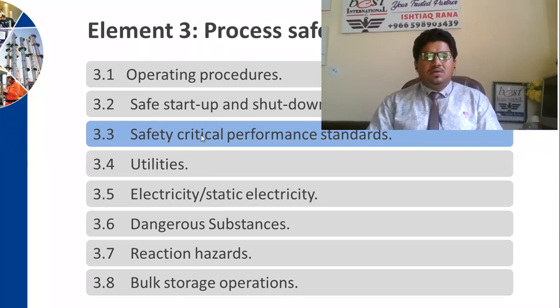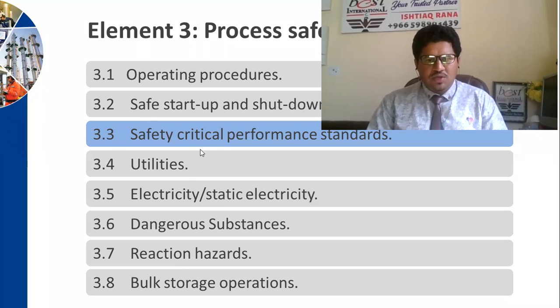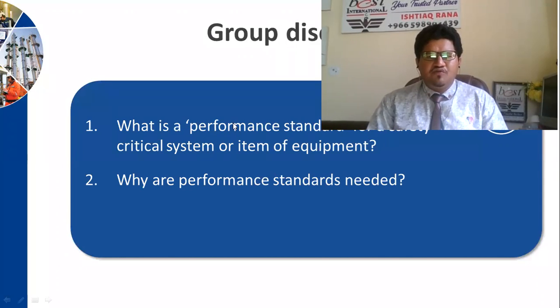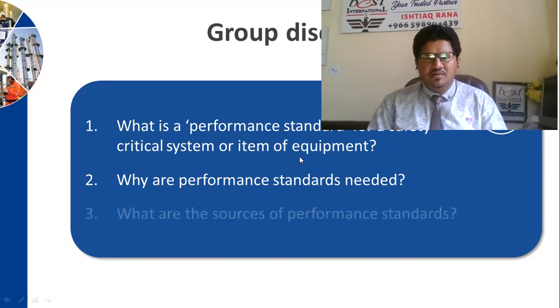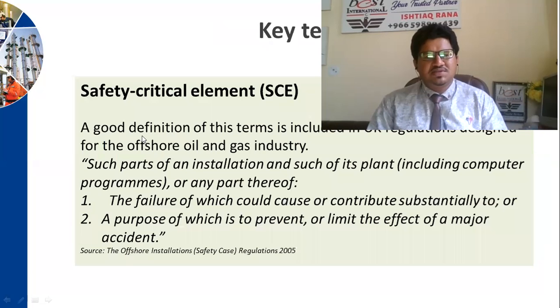Now, let's talk about 3.3, which is all about safety critical performance standards. What safety critical performance standards must be there? What is the performance standard for a safety critical system or item of equipment? What performance standards are needed? And what are the sources of performance standards? How can we find out the performance standards?